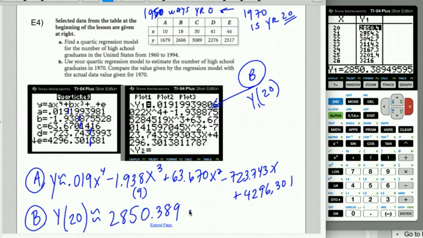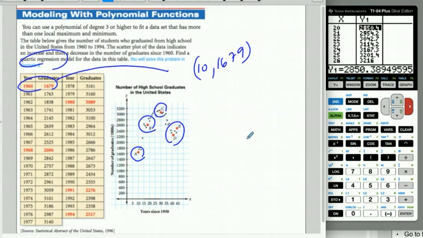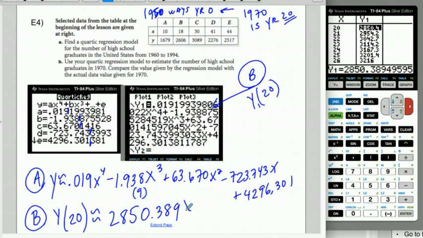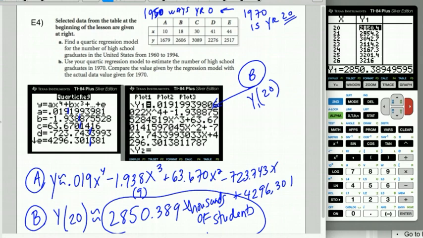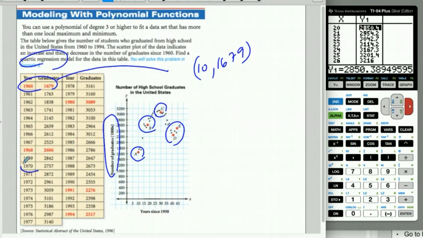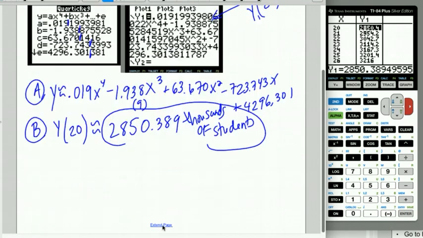Students. It's not in thousands of students. Let's see, how did we measure it? Number of students who graduated from high school in the United States. It is, yeah, it is graduates in thousands. So thousands of students. Okay, so that's the answer we got from our regression model. Then if we go back and look at this table, we have a value in 1970. In 1970, it's 2757. So according to the table, it was 2757 thousands of students, and that's not that far off.